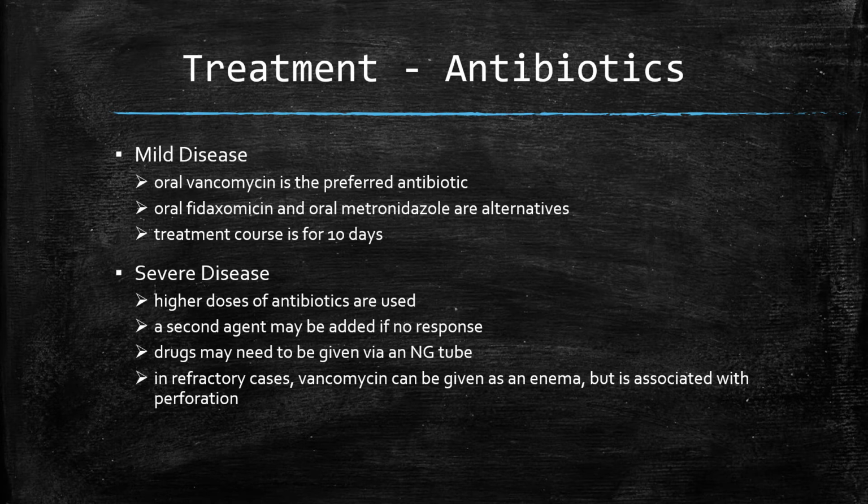For patients with mild disease, oral vancomycin is the preferred treatment. Alternatives are oral metronidazole or oral fidaxomicin. The treatment course usually is for 10 days. In patients with the more severe variant of this disease, higher doses of antibiotics are used, and sometimes a second agent will be added if there's no response to the first. If the patient can't take medicines orally, then they can be given via an NG tube. In very refractory cases, vancomycin can be given as an enema, but this is associated with a fairly high rate of perforation.